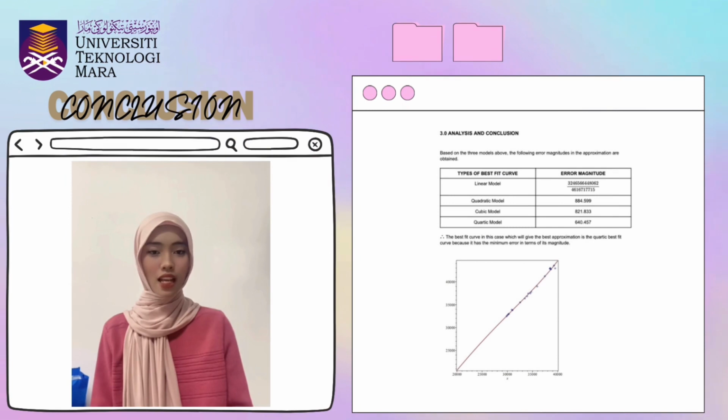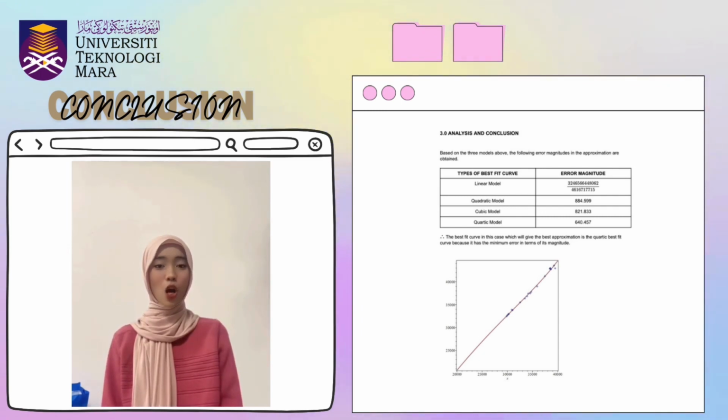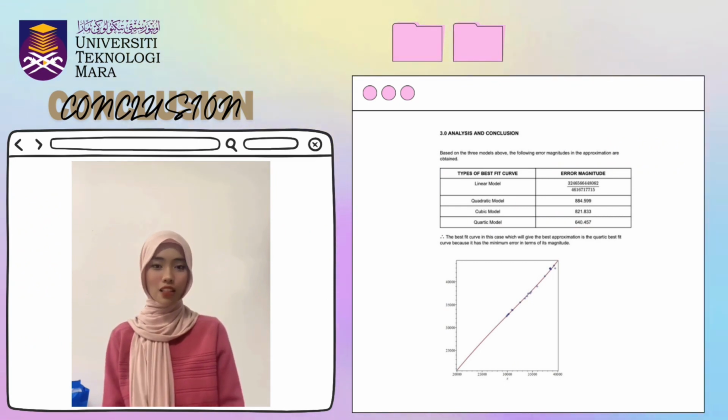For the conclusion, as we can see, the quartic model has the minimum error in terms of magnitude error, which is 640.457. Therefore, we can conclude that the best fit curve in this case that will give the best approximation is the quartic best fit curve. So, I think that's all from our group.